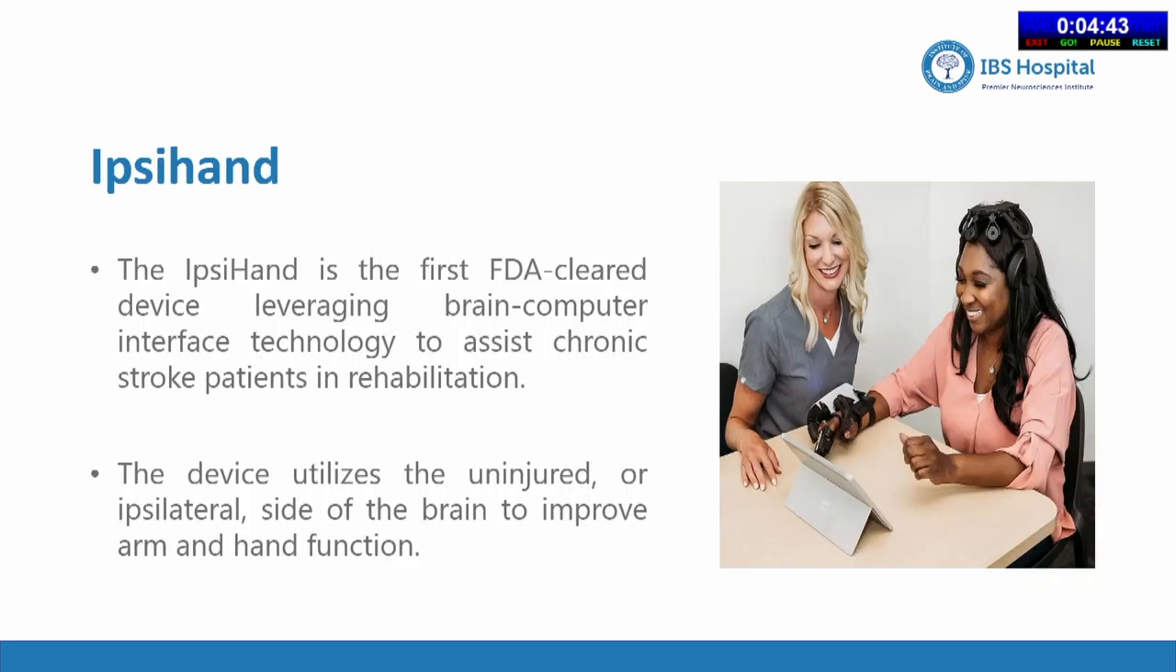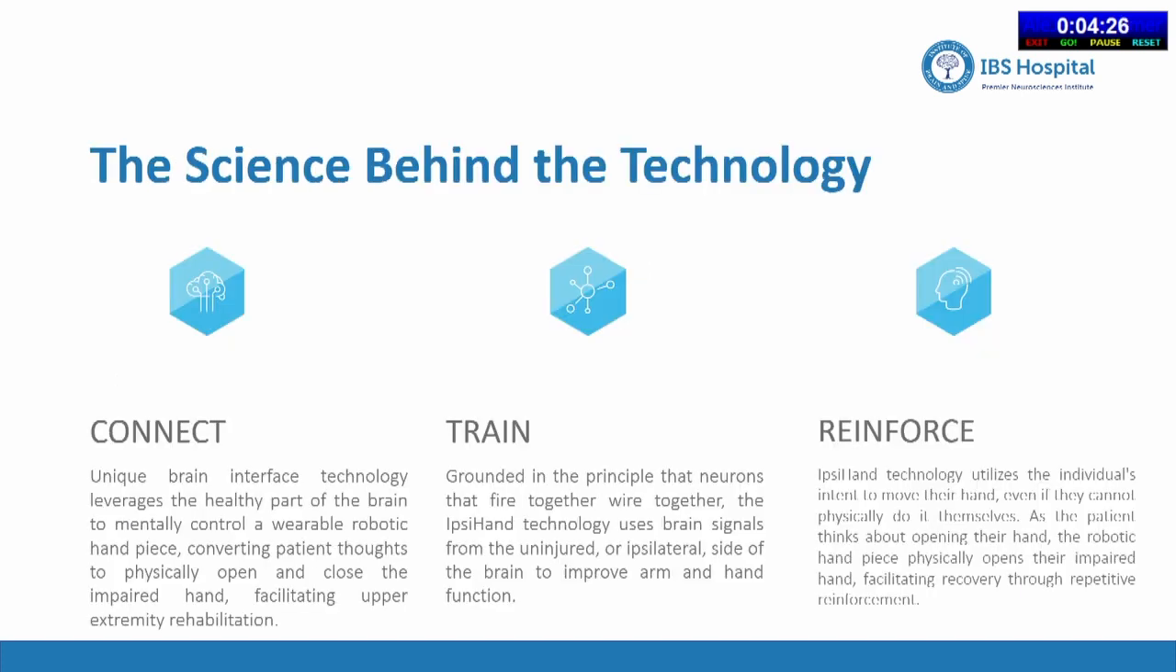And the second device is IpsiHand. This is the first FDA cleared device leveraging brain-computer interface technology to assist chronic stroke patients in rehabilitation. The device utilizes the uninjured side of the brain, the ipsilateral side, to improve arm and hand functions. So the principle is the same: connect, train, and reinforce. Connect from EEG signals and training, and reinforce with the stimulation.